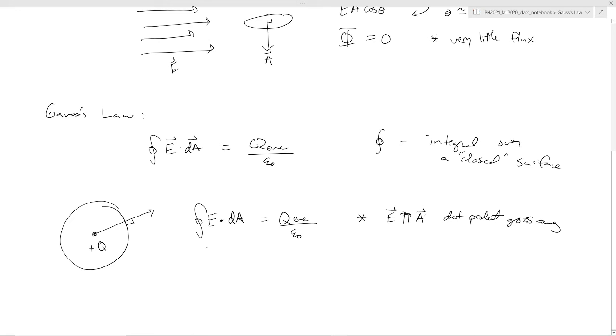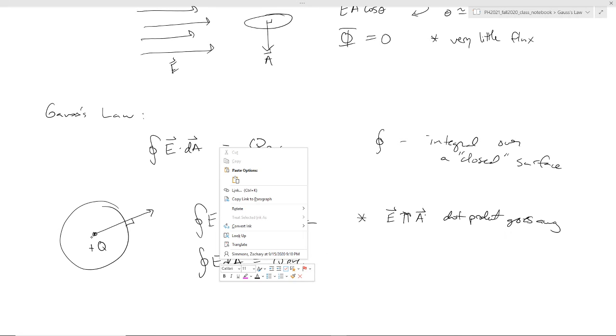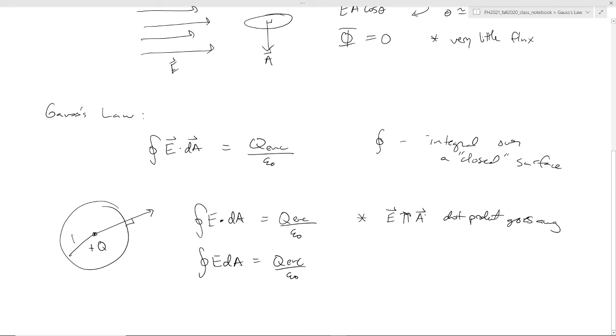And then, so we can rewrite this as EDA. Now, another thing is, notice if you draw a sphere around this, you know that electric field, like we talked about before, it's symmetrical. It's spherically symmetrical.